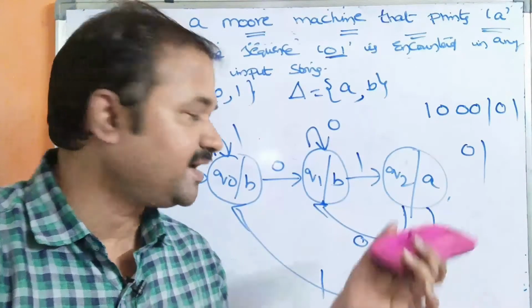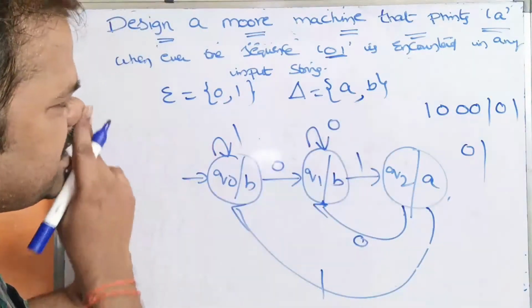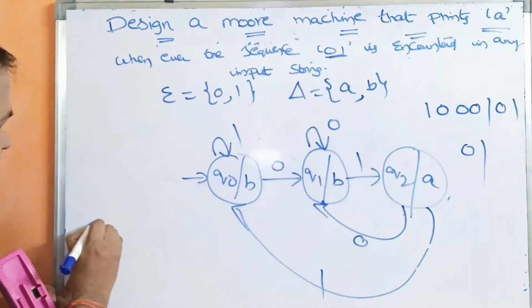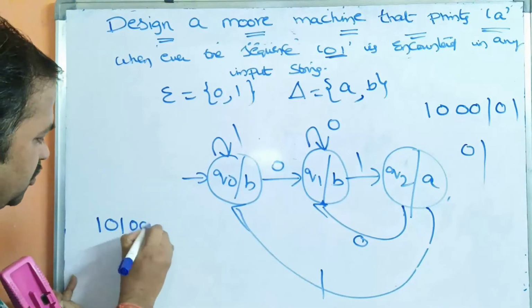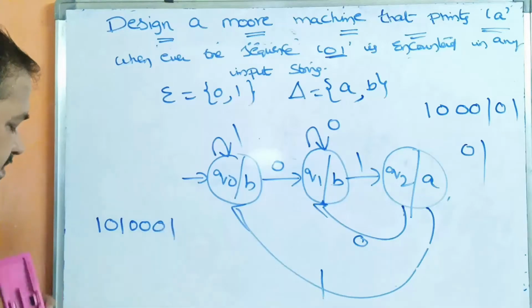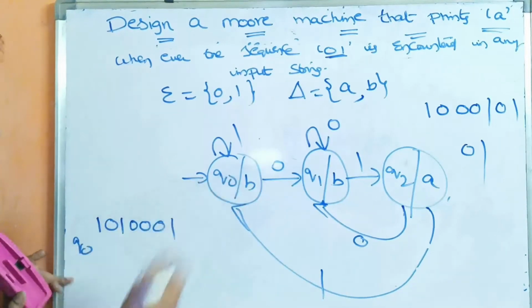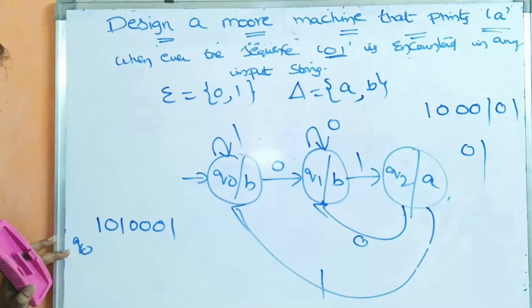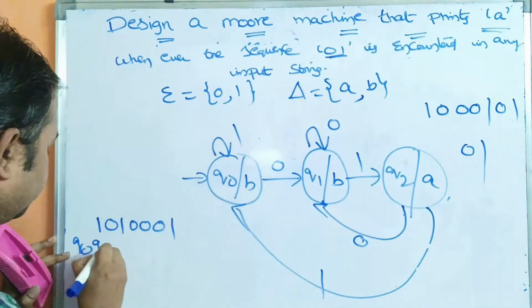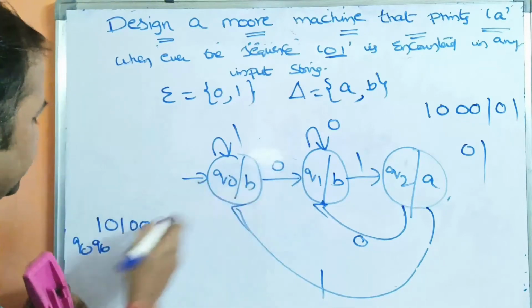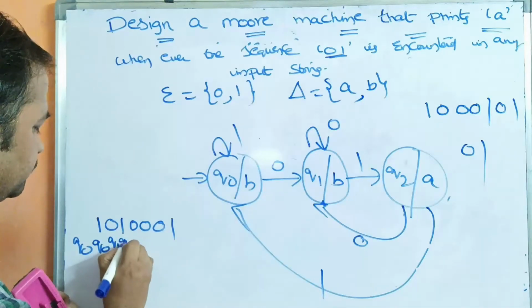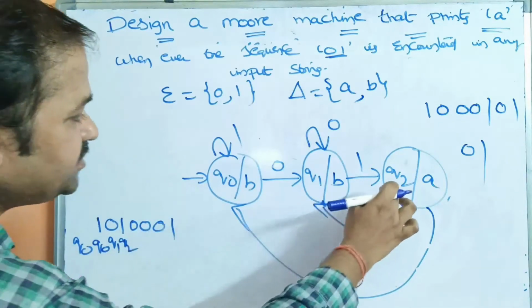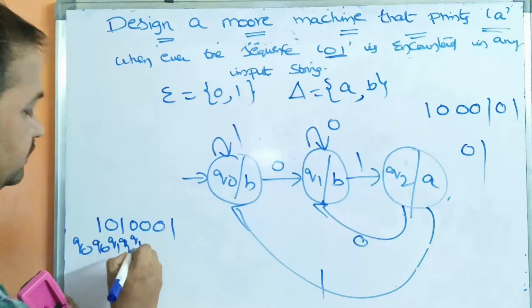Now let's check whether this is correct or not by taking some input string. Let us take 1 0 1 0 0 0 1. The initial state is Q0, so we have to start from Q0 only. Q0 on 1 means Q0 only. Next Q0 on 0 means Q1. Q1 on 1 means Q2. Q2 on 0 means Q1.